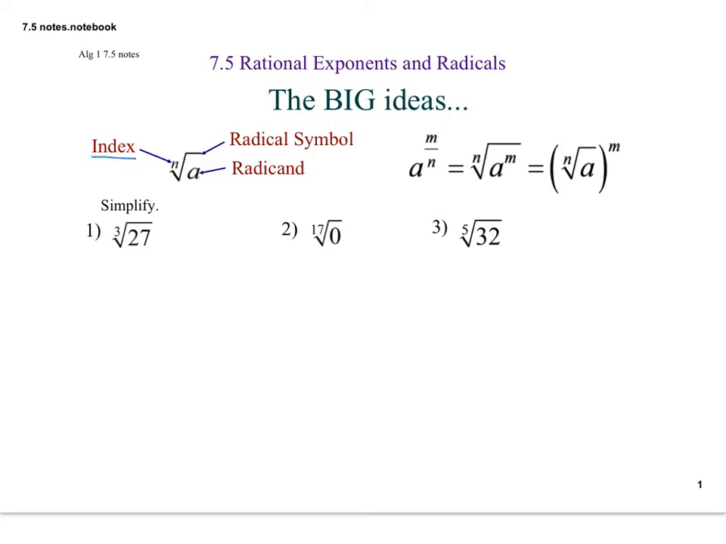We have this thing called the index right here that we need to pay attention to. We have a radical symbol, and we have the stuff inside of the radical called the radicand. Just a little bit of terminology for you that you need to know.